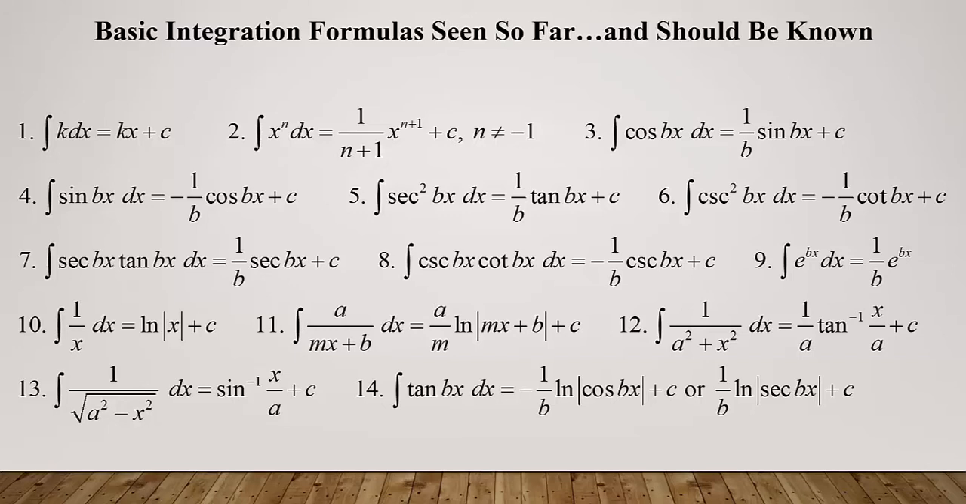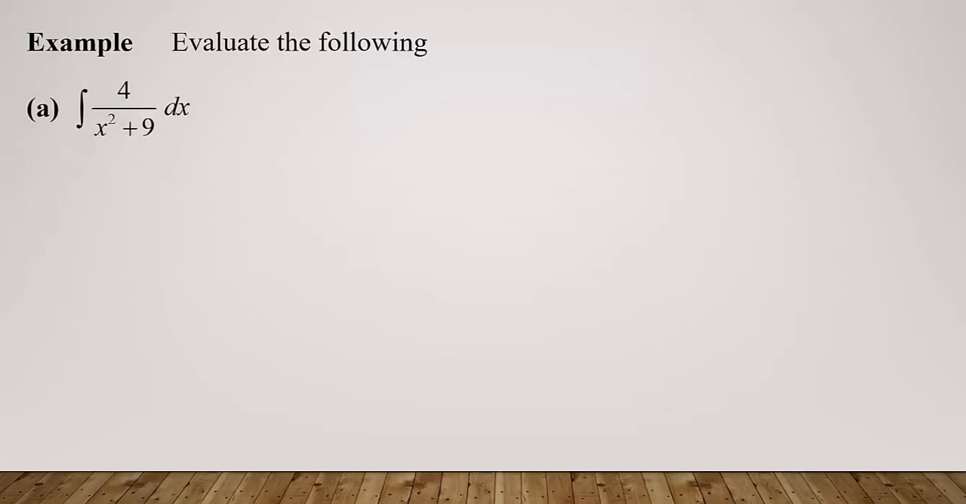So nothing there should be new. It's everything you would have seen in Calculus 1. So we might as well get the show on the road and do an example. So here we're going to evaluate in part A, integrate 4 over x squared plus 9 dx. B, integrate 4x over x squared plus 9 dx. And in part C, integrate 4x squared over x squared plus 9 dx.